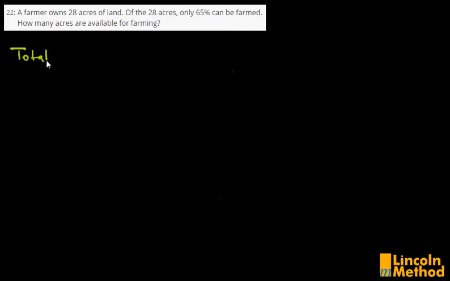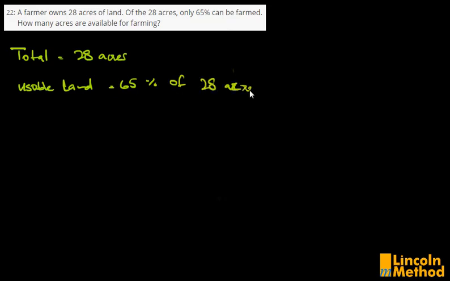So the total area that is available is 28 acres, out of which 65% can be used for farming. I'll label this as usable land is 65% of 28 acres. This is what the question tells us. So let's see how many acres are available for farming, or how many acres of land the farmer can use.